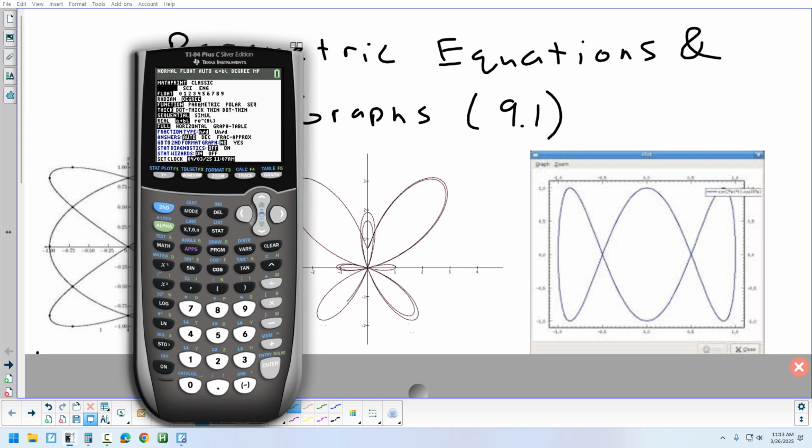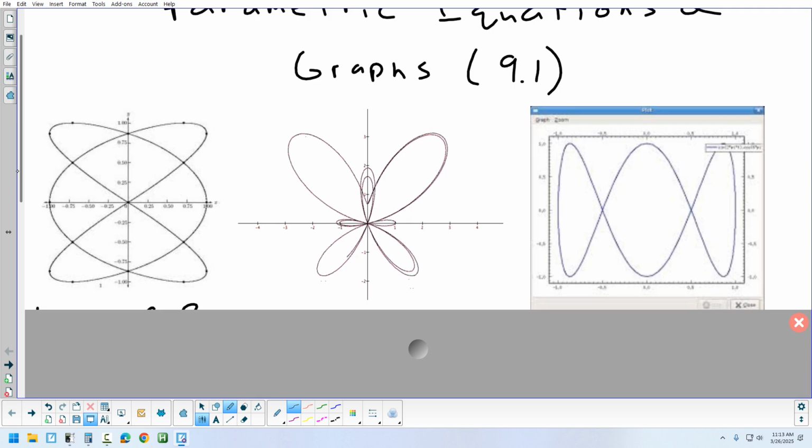Parametric and polar are the 2 that we look at. And the nice thing about polar is it's very much connected to what you just learned in the last section. If you can write a complex number in trig form, then you can do polar, no problem, because that's basically what it is. But parametric's a little bit different. So we'll talk about what that is right now.